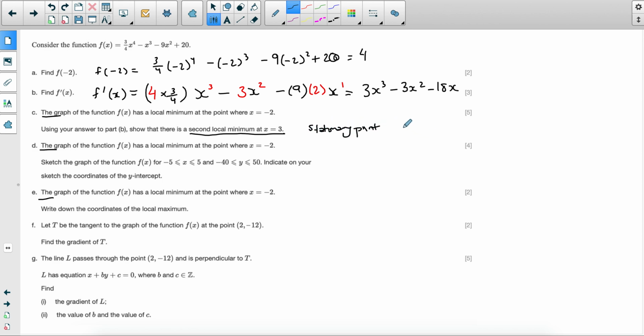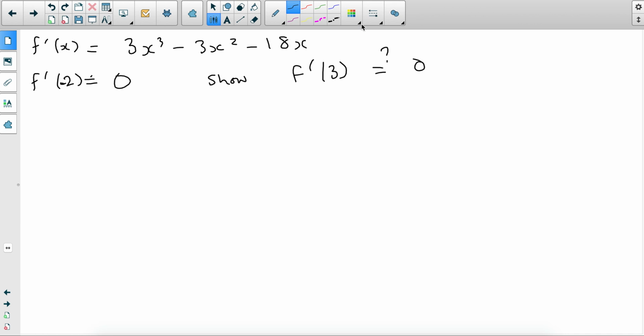And the second thing you need to show is that it's a minimum, because it could be a maximum. It's a 5-mark question, so obviously there's more work involved than just substituting in. So the first 2 marks you're going to get will be from actually substituting in the 3.